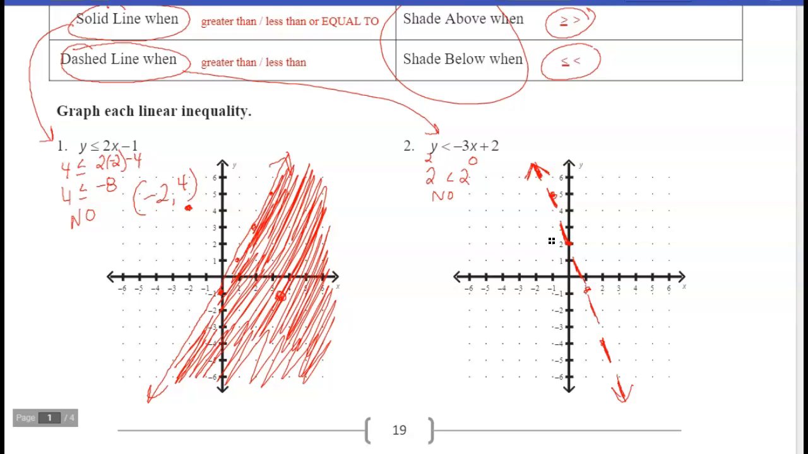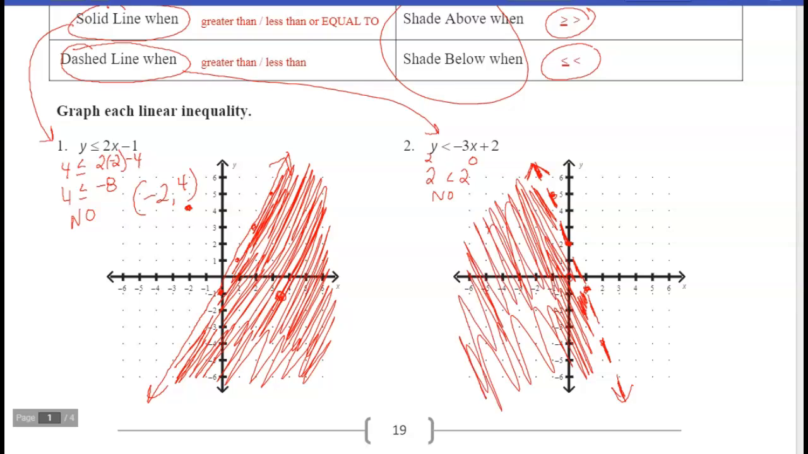Okay, and again, this is a less than. So now the thing is, I always pick a point, or a point or two. The things that you shade are things that are below that line. So it's things that are less than this line would be true.